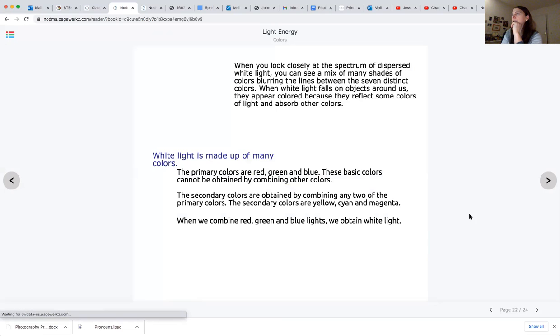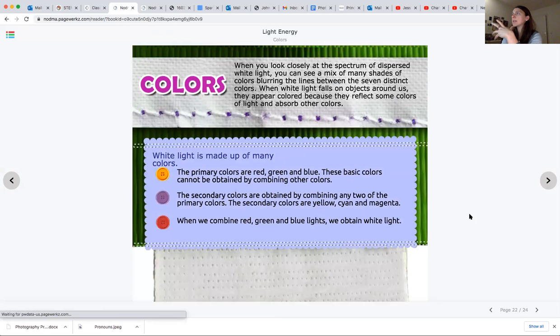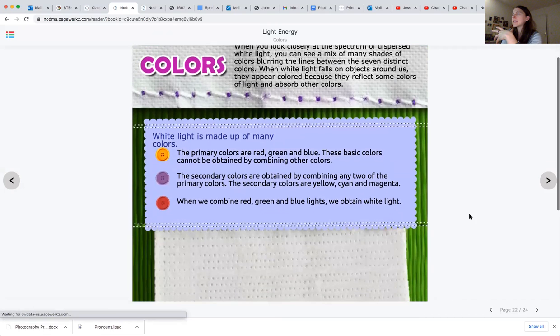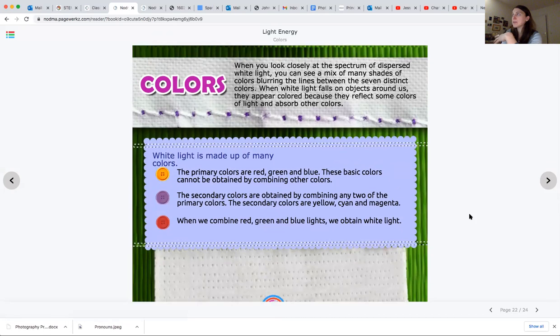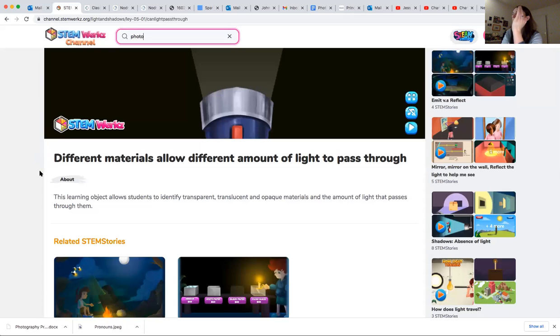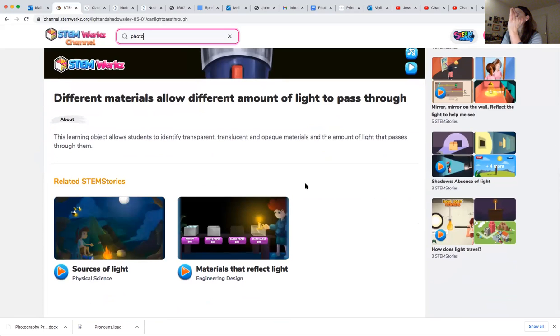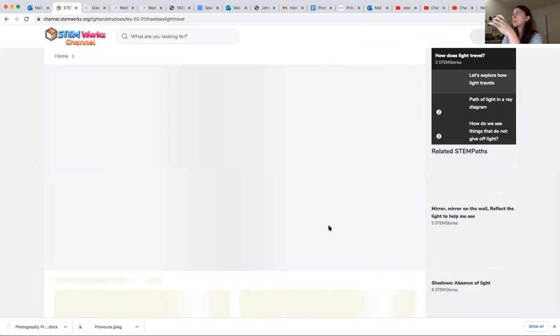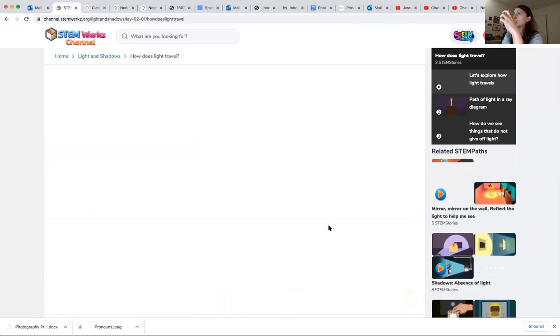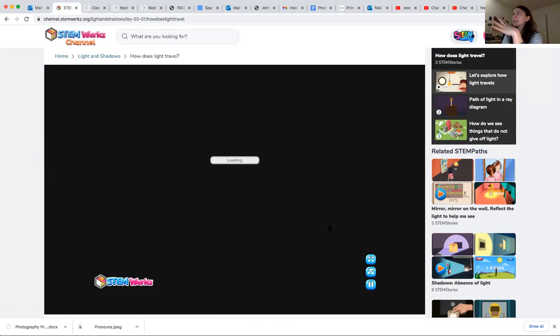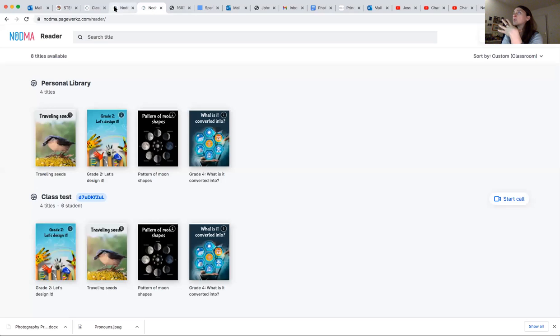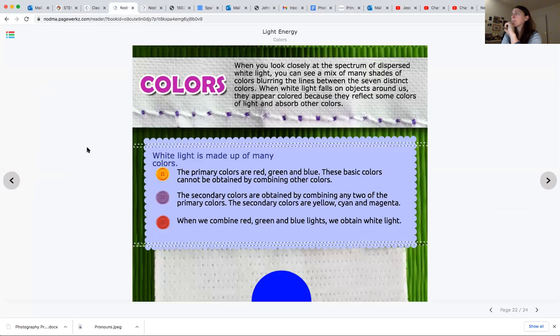So what I wanted to show you is that this book is quite comprehensive in the sense of experiments, whereas the STEM works is more about looking at those different areas and giving short interactive videos, whereas the NODMA is really then, okay, let's try this experiment, and there's a whole range there.